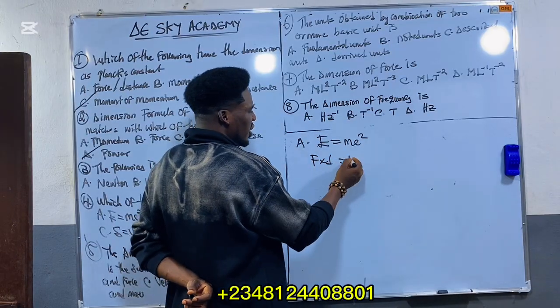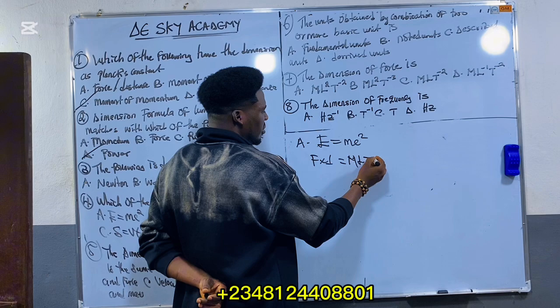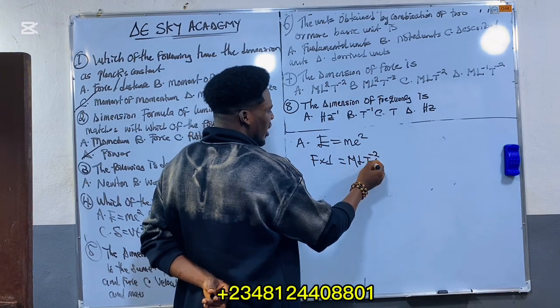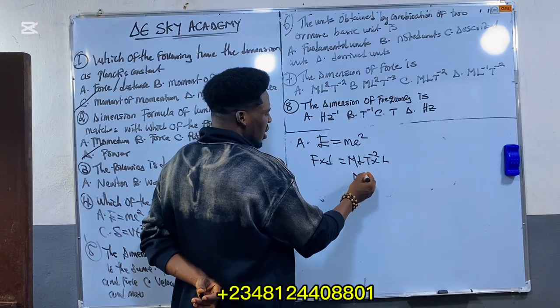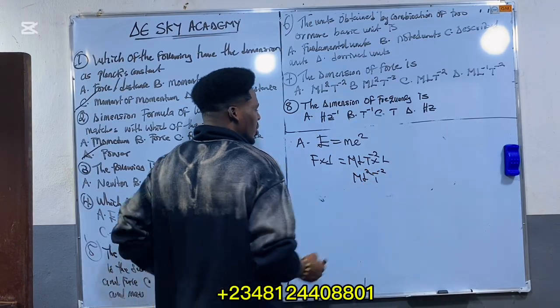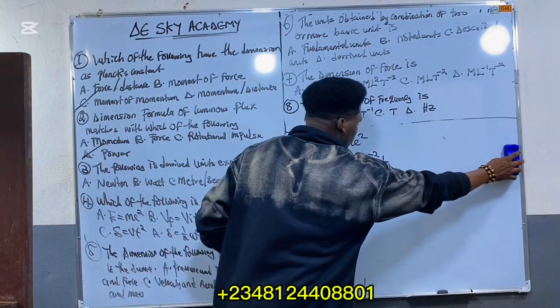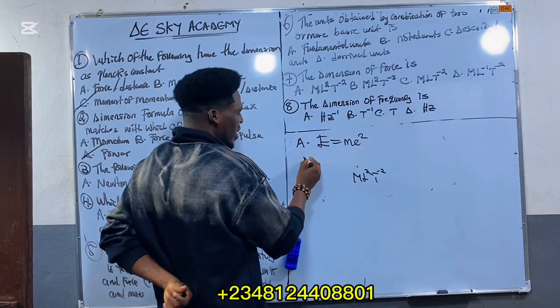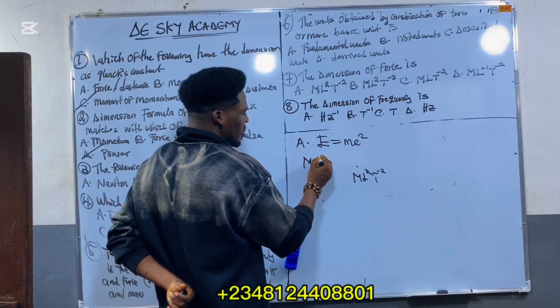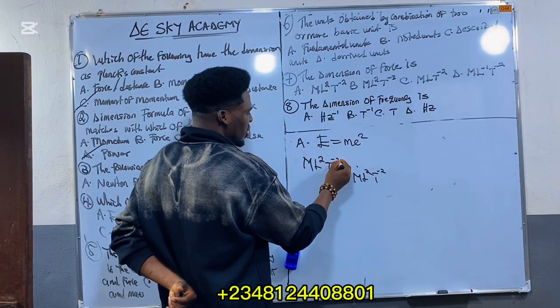What is the dimension of force? mLT⁻² times L, right? So I'll have it as mL²T⁻². So this is the dimension of energy. So I will have that the dimension of energy will now be mL²T⁻².